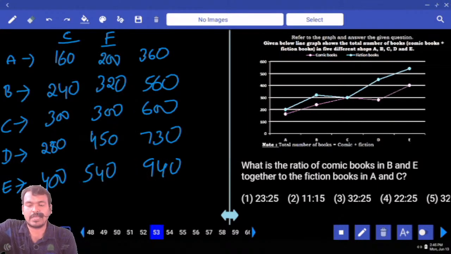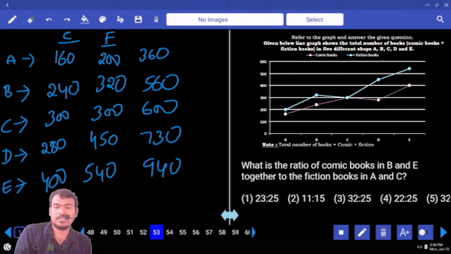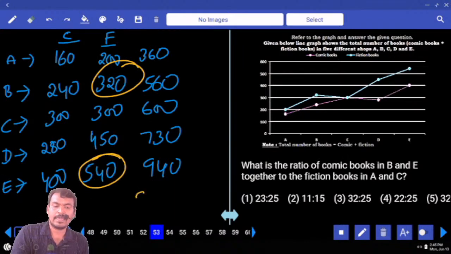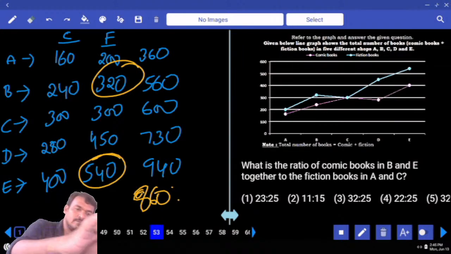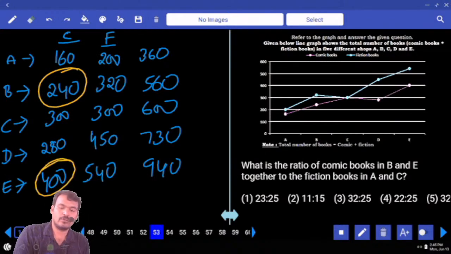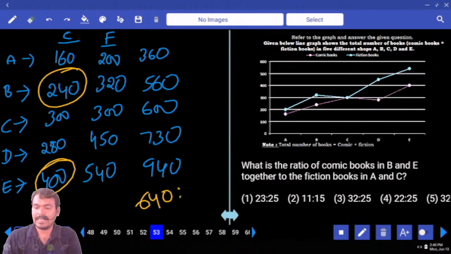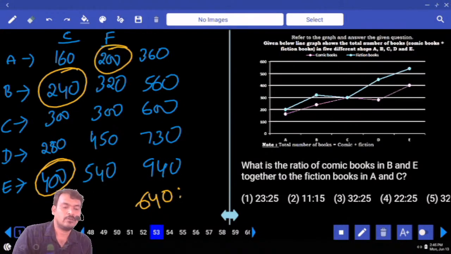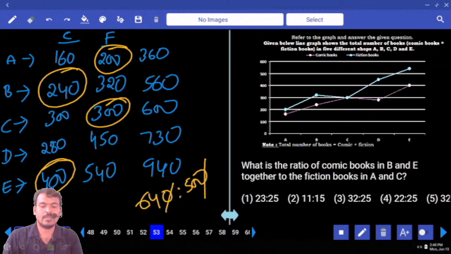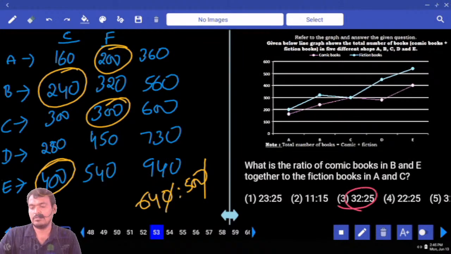Next question number 53. What is the ratio of the comic books in B and E together to the fiction books of A and C? Fiction of B, how much value? 320. Fiction of E value 540 or not? 320 plus 540, 860 or not? Sorry, sir. Comic of which one? Comic of B and E. What is the comic of B value? 240. E value 400. Total it is 640. Next, fiction of A value. What is the fiction of A value? 200. C value 300. Total it is 500 or not? What is the ratio? 32:25. Which option? Third one.